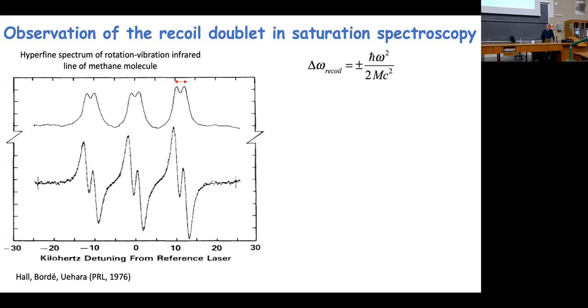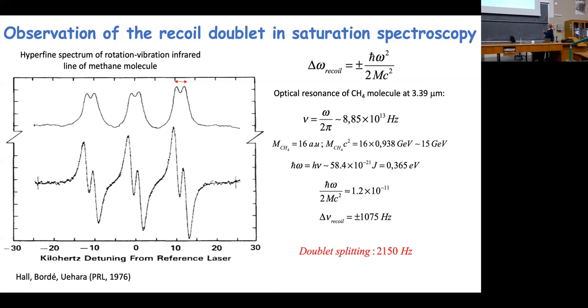So it was the first observation in the optical domain of the recoil effect. I remind you that, in fact, since it's a saturation spectroscopy experiment, it is sensitive to light going in both directions. And so you have, in absorption and emission, opposite sign for the effect. So you have a doublet for each line. What is the order of magnitude? I remind you this expression here. And so we have to compute it in the case of methane.